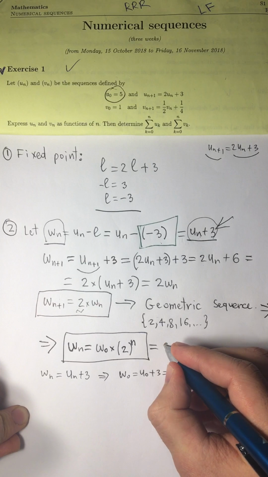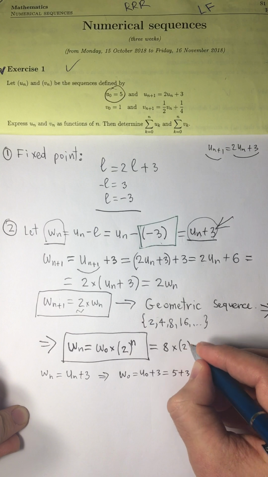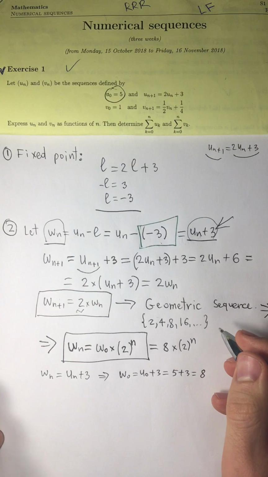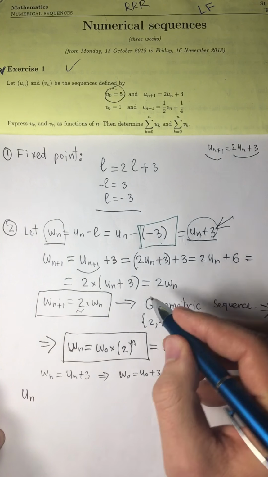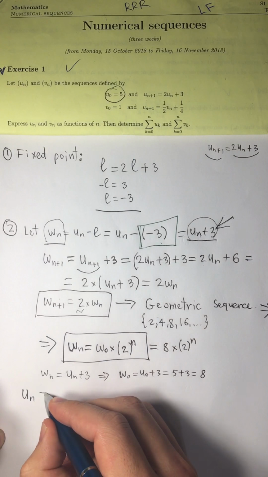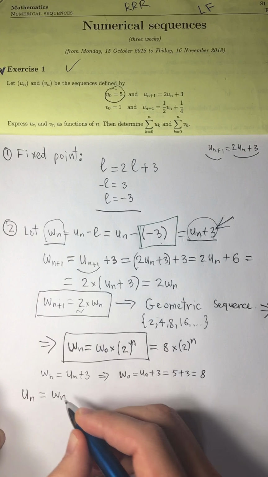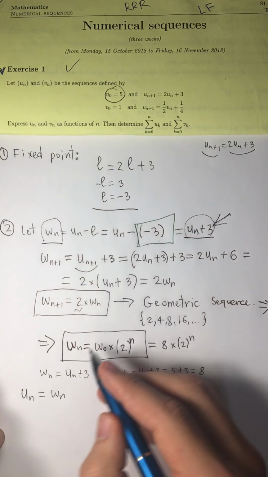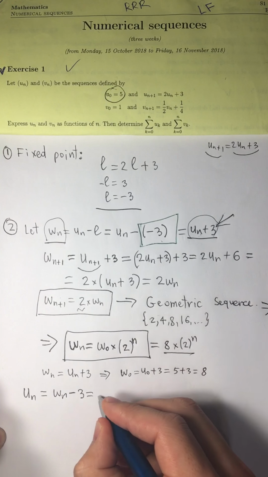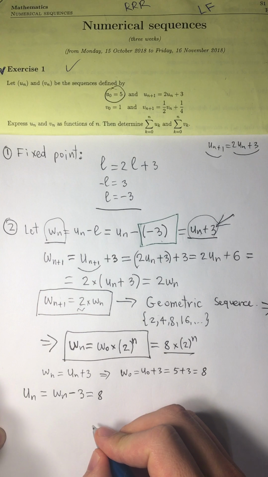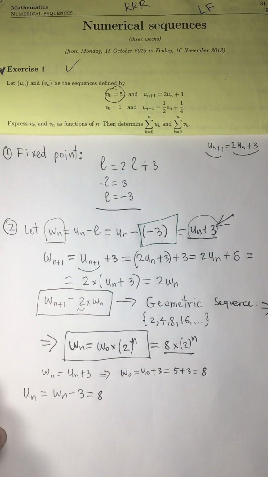And now I can continue. This is wn is equal to 8 times 2 to the n. So at the end, I want un. Again, based on this, un is equal to wn minus 3. What is wn? It's here. 8 times, yes, you can see it. Let me focus the video.